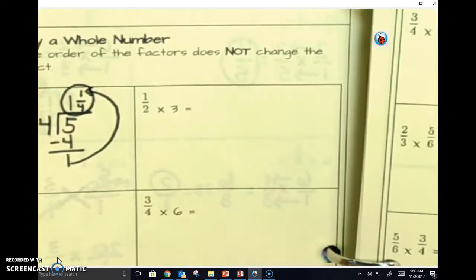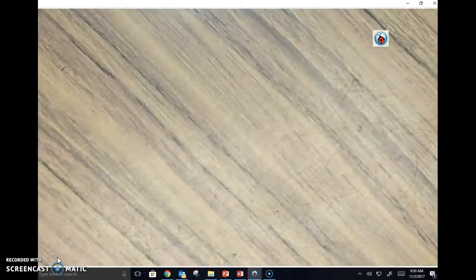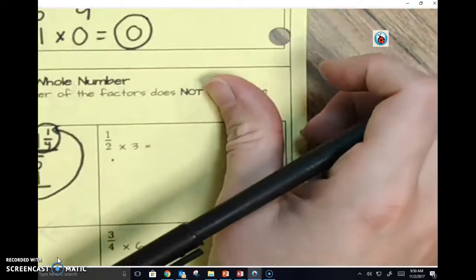Okay, let's do some more practice of it. I need to take it, hold on. My rings are getting in my way. I have to take it out.